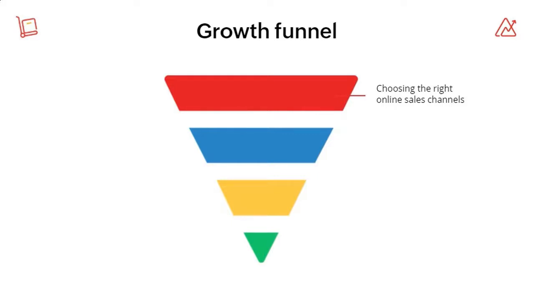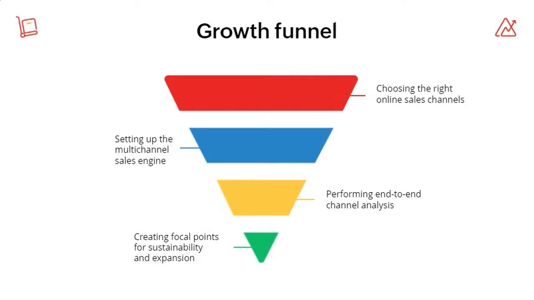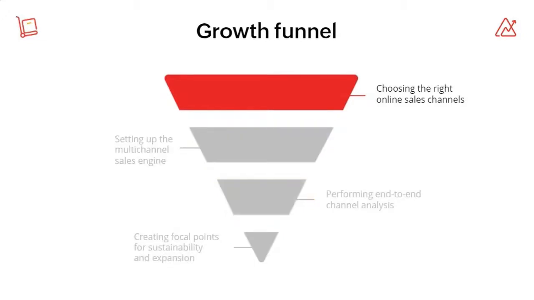Next, we are going to look at how you can go about setting up a multi-channel sales engine. So after choosing your channels, you need some sort of a framework to consolidate everything and then operate on a day-to-day basis. So that's going to be the second part. And then third, if you're operating your sales and purchases across multiple channels, obviously you need to know your performance across these channels. So you need a cross-channel analysis. And finally, we are going to use the data from the channel analysis to create some focal points for sustainability and expansion. So this is the simple growth funnel that we have come up with. So let's dive in.